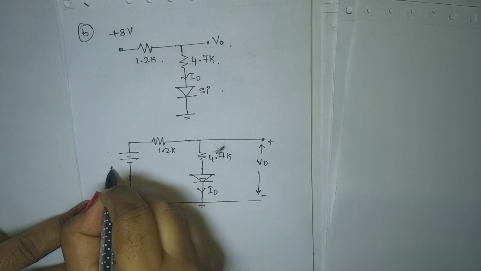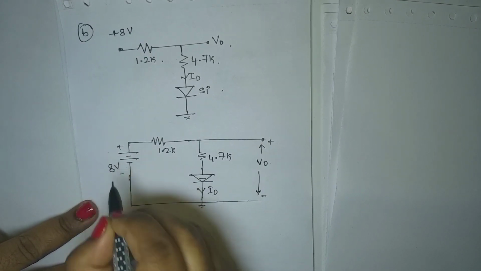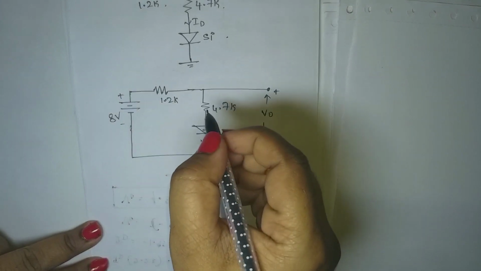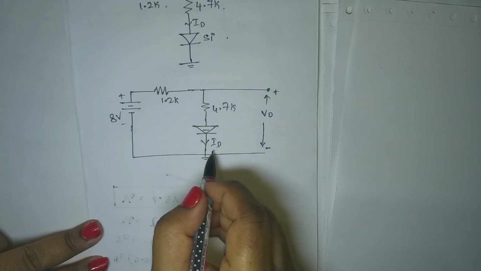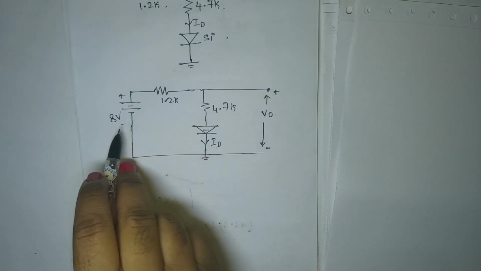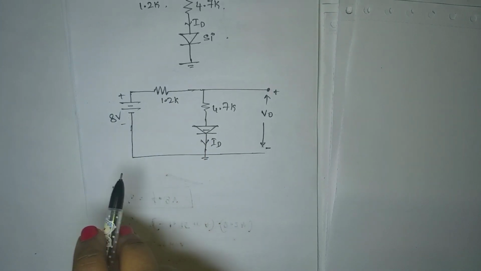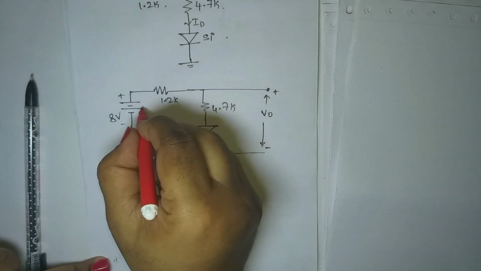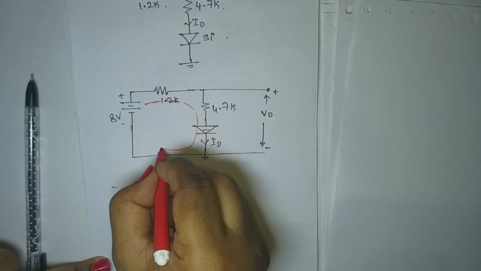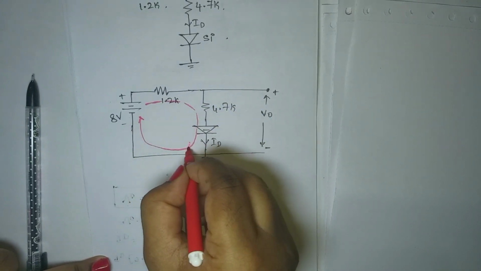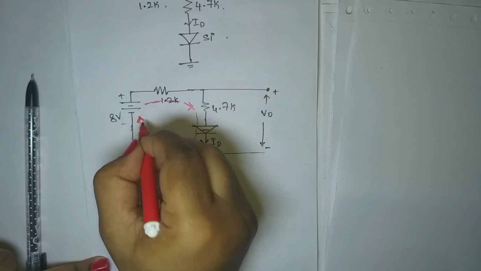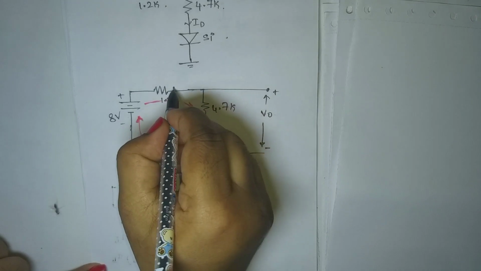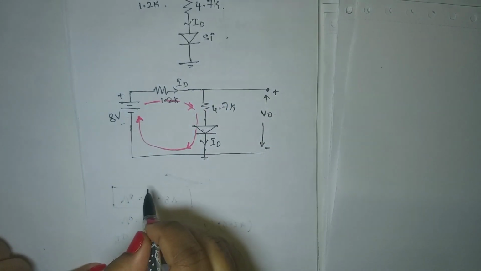Okay, so this is 8 plus 8 volts, right? Now I need to find the value of current ID. To find the value of ID, I will just apply KVL again. So I'll take the same direction here, like this. Because I have no other components here, the complete current here will also be ID.